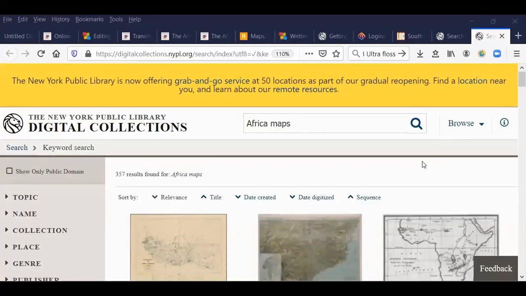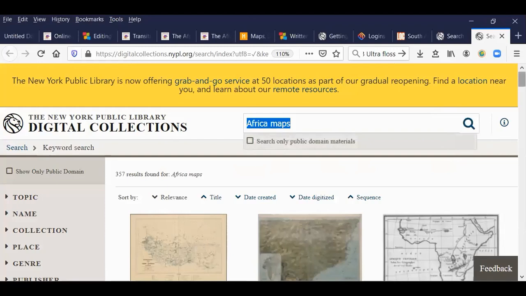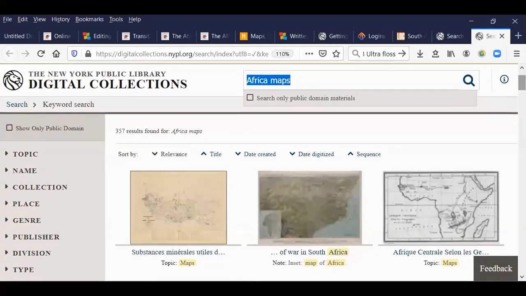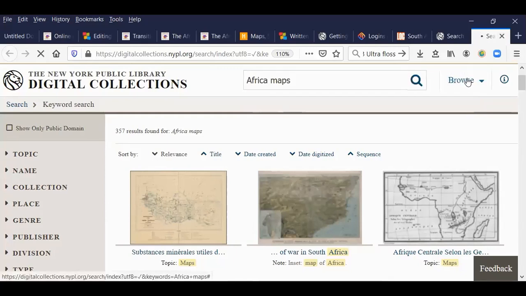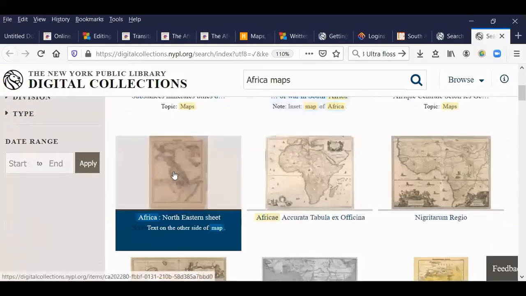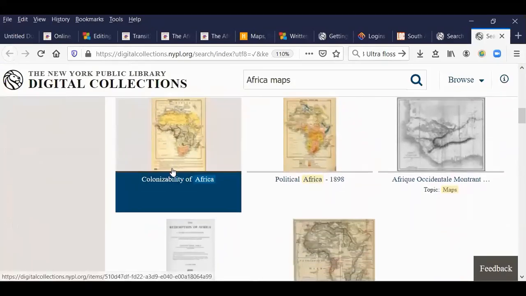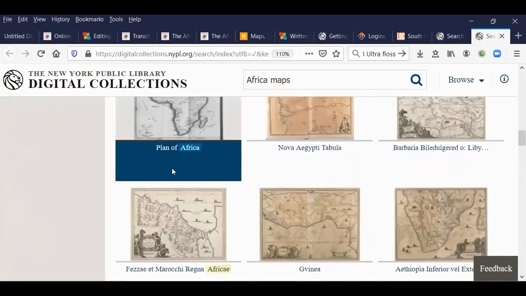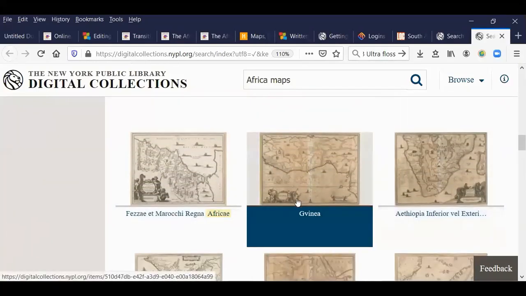The landing page for the New York Public Library's digital collections and Africa maps looks like this. Once again, you can search through their collections by entering Africa maps in the New York Public Library Digital Collections search engine right here. So if we put in Africa maps and hit search, what you'll get back from the search is this display of various maps. Again, very useful as a way of getting a range of different particular kinds of maps.